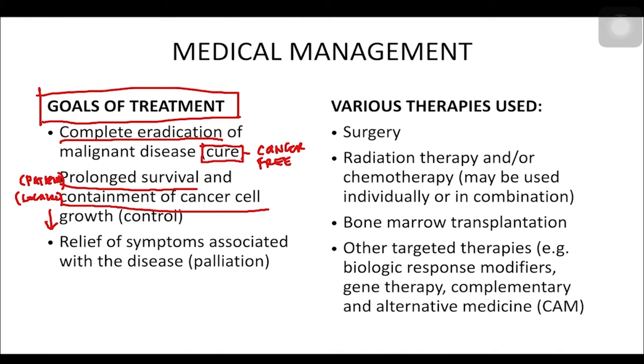Okay, and last but not the least, it would be relief from the symptoms associated with the disease. Okay. Sige, so relieve from the symptoms. Syempre, the patient would have anemia, weakness, and other symptoms, yung AWWP, if you still remember that. Okay, yung anemia, weakness, weight loss, and pain. Yan, those are the symptoms that would be relieved with the use of palliation.